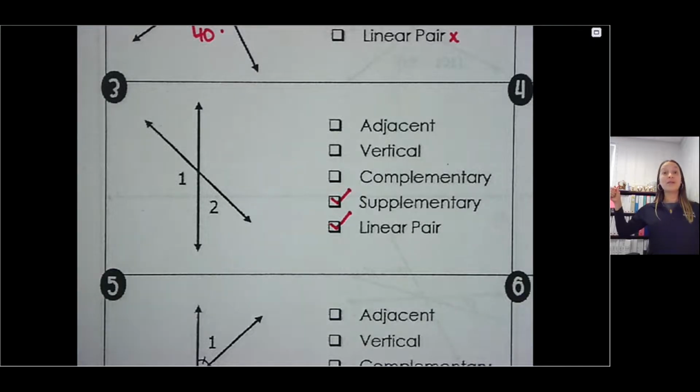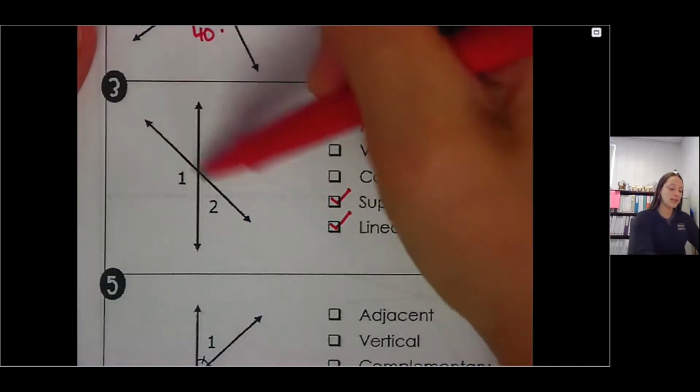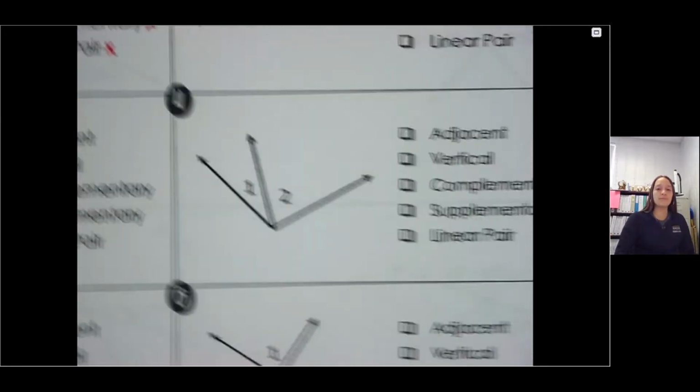Which one? Adjacent. What does adjacent mean? Next to each other. Very good. So in order to be a linear pair, they have to be adjacent. So yes, angle 1 and angle 2 are definitely different, but they make a straight line right here. So that means they are a linear pair and supplementary. Very nice.